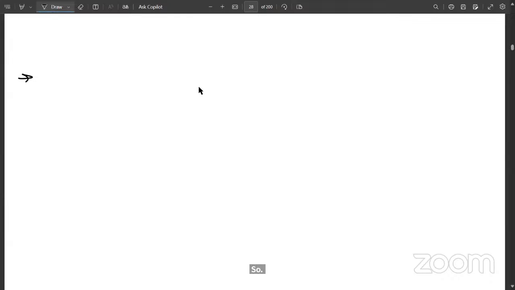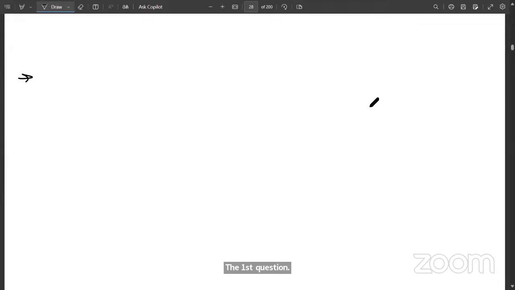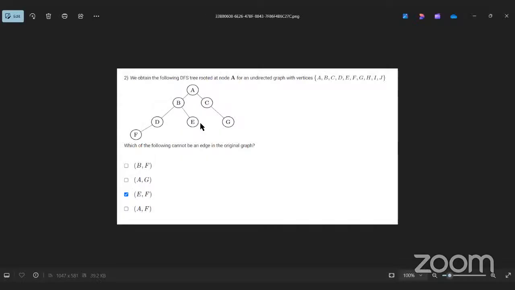Ma'am, one last thing, please. Someone posted a DFS question in the chat box. Okay, Jayashree, I think. Now you guys will answer this question, I'll ask one by one. So in this question, it's a DFS tree, first of all, and which of the following cannot be an edge in the original graph?